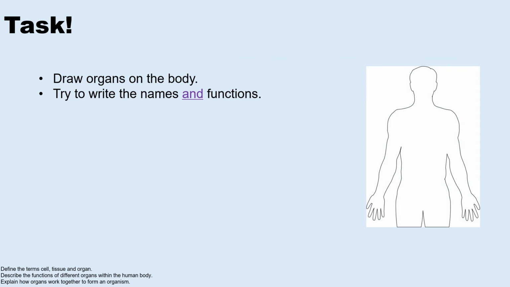Okay, another quick task then. I'd like you to get a very simple drawing of a human body. Draw the organs onto the human body. Try and write the names and the functions of them as well. So the first one being the heart, and it pumps blood around the body. So there we go, that's your first organ. So pause the video here, have a go at that, and come back to see the answers.